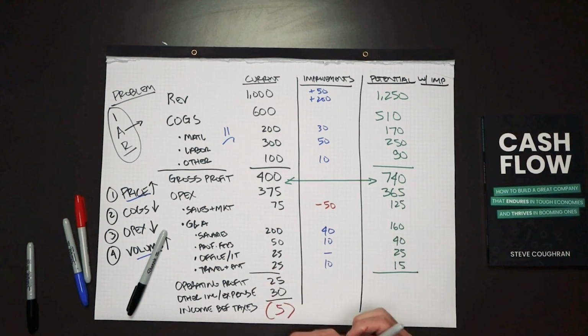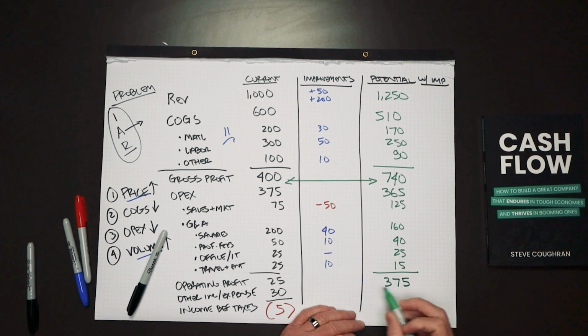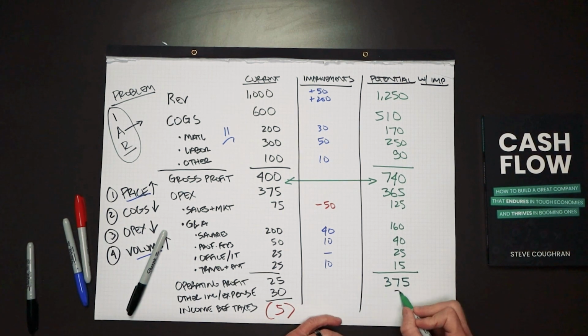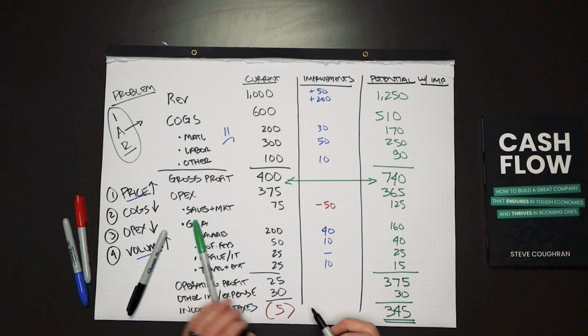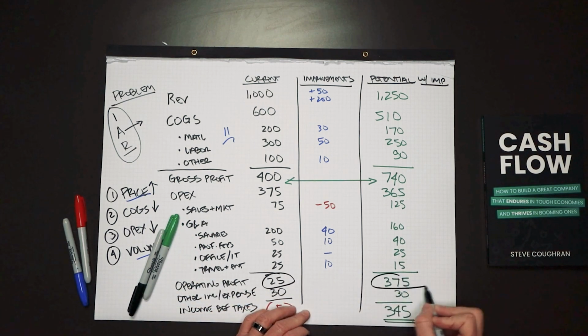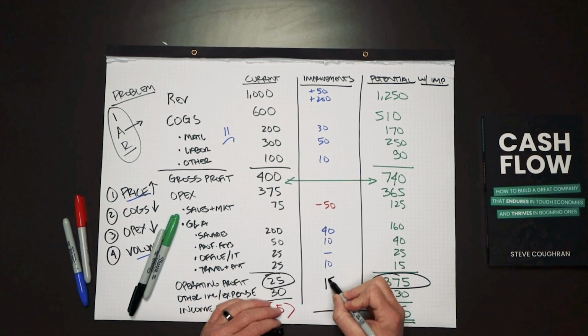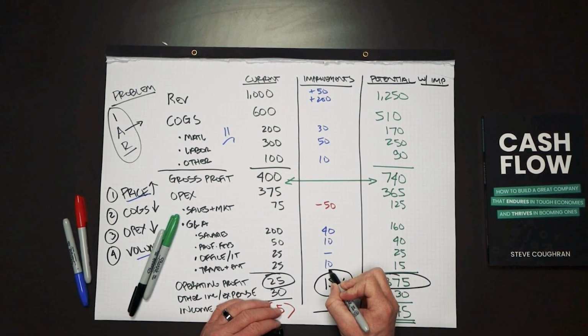So if I take 740 minus 365, we arrive at 375. Let's say other income and expense stays the same at 30. Bam, we arrive at 345. Hopefully that wasn't too much math for you, but check this out. We went from right here, an operating profit of $25 to $375, and an income before tax of negative $5 to $345. Massive improvement. This is a 15x improvement.